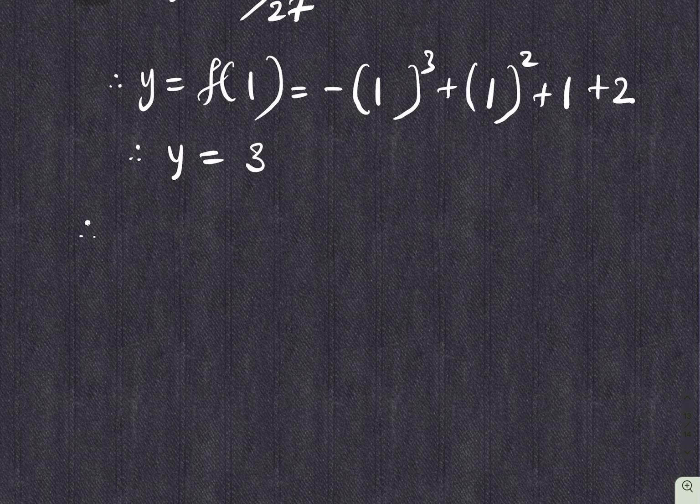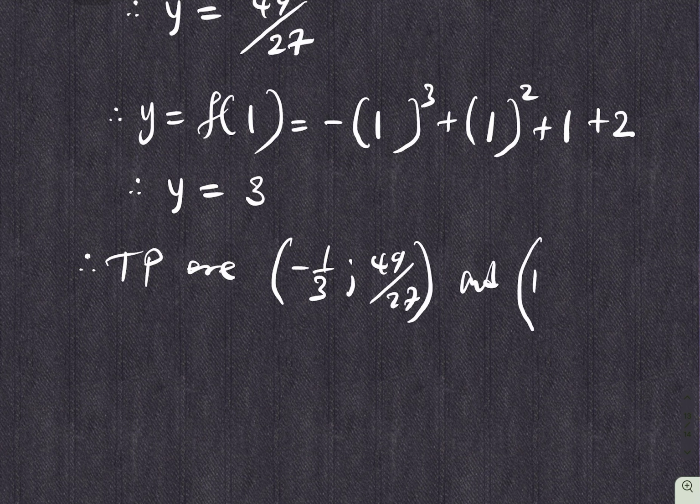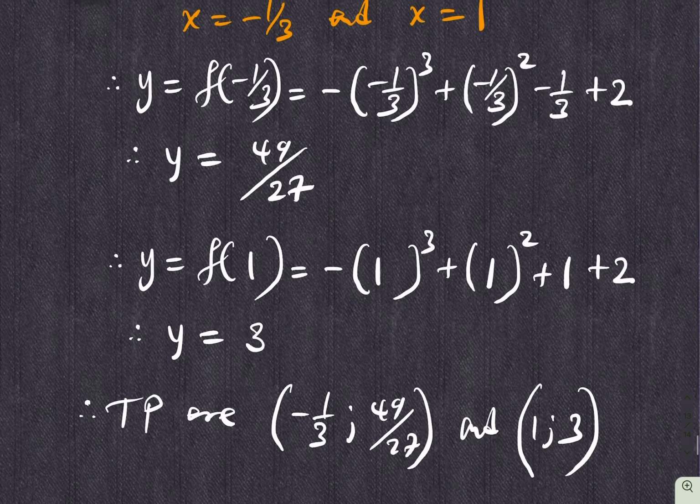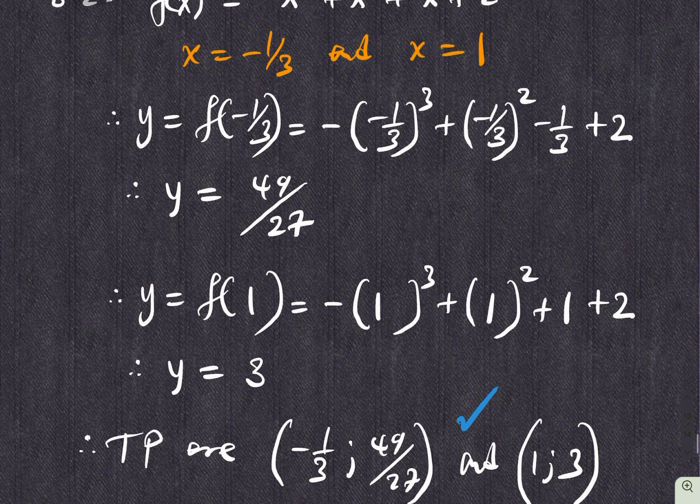Therefore, the turning points, TP, are when x is negative 1/3 and y is 49/27, and your right one, when x is 1 and the corresponding y value is going to be 3. So let's check, where do you get the marks? You get the marks from pulling the coordinates properly and getting the y values there. That makes that 3 marks.